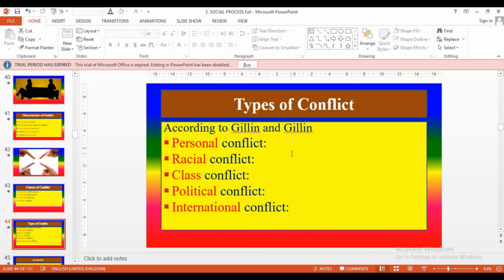Then types of conflict. Students, we have learned about conflict in psychology. Do you remember?